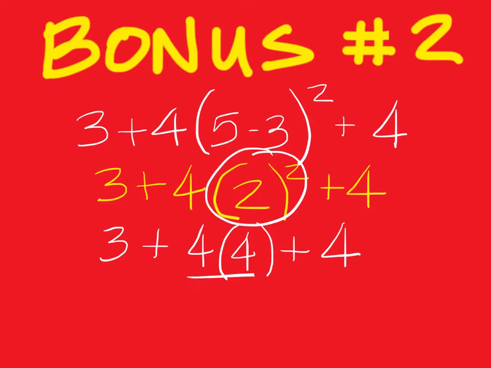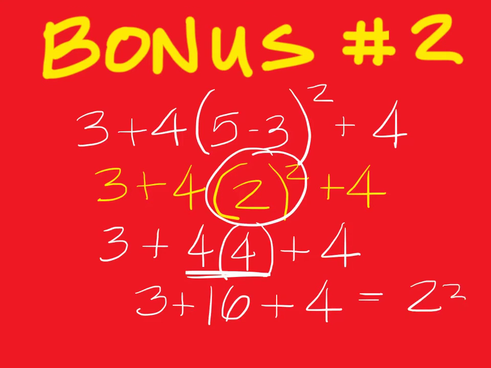4 times 4, and that's what? 16. And then add everything up from left to right to get 23.